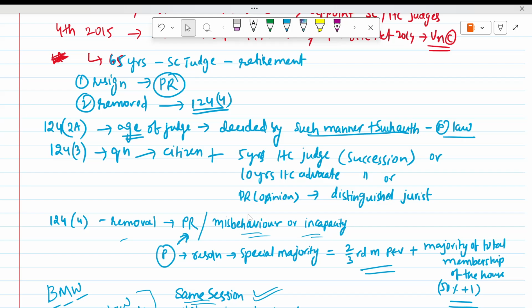124(3) gives the qualification. He should be a citizen plus a High Court judge for 5 years in succession, or a High Court advocate for 10 years in succession, or in the President's opinion a distinguished jurist. If he has any one of these three, plus is a citizen of India, he is eligible for appointment as a Supreme Court judge.